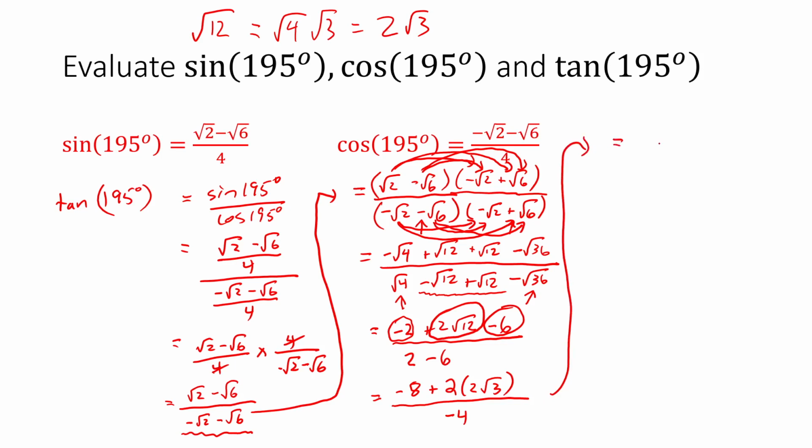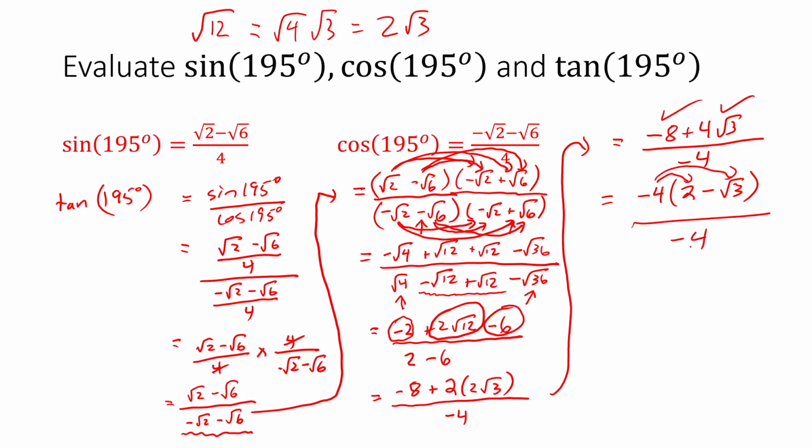Now, continuing on, I have negative 8 plus 4 root 3 in the numerator, and in the denominator, I've got negative 4. I can factor negative 4 out of the numerator, and that'll give me a 2 minus root 3. In other words, negative 4 times 2 will be negative 8, and negative 4 times negative root 3 will be positive 4 root 3. And then in my denominator is still negative 4.